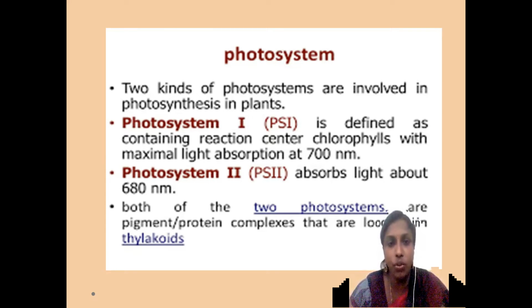The two photosystems are also considered quantosomes because they trap the light and produce the energy. So this can also be called the light harvesting complex. According to NCERT, these photosystems are also called LHC, that is, light harvesting complexes.